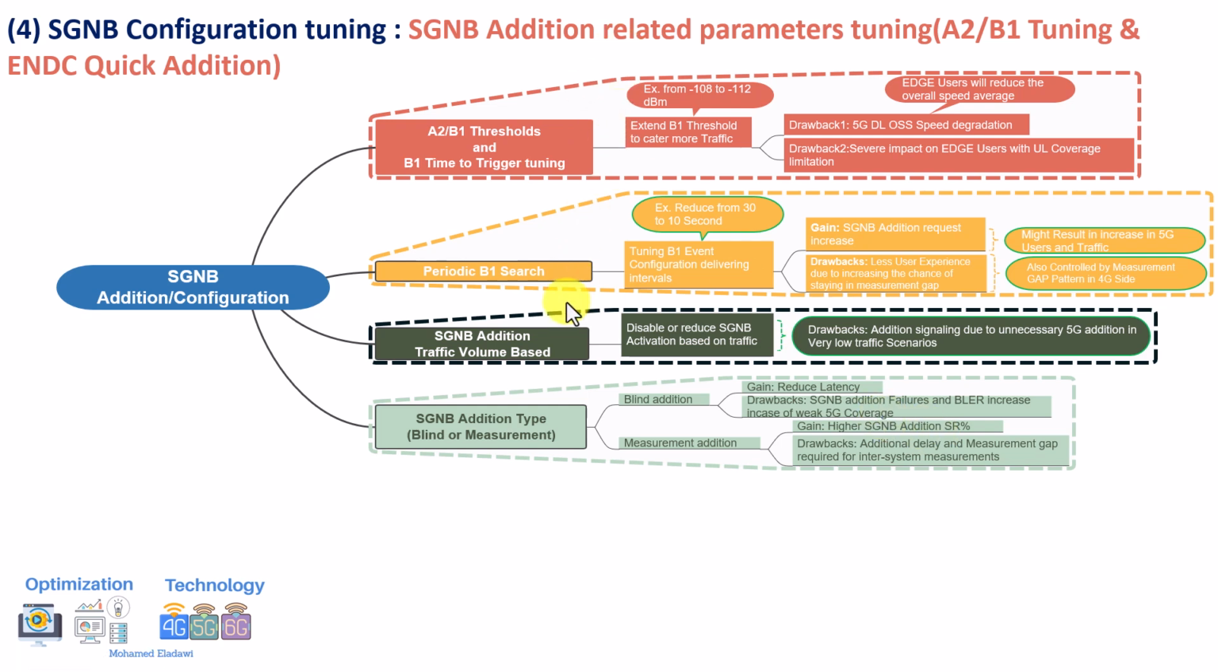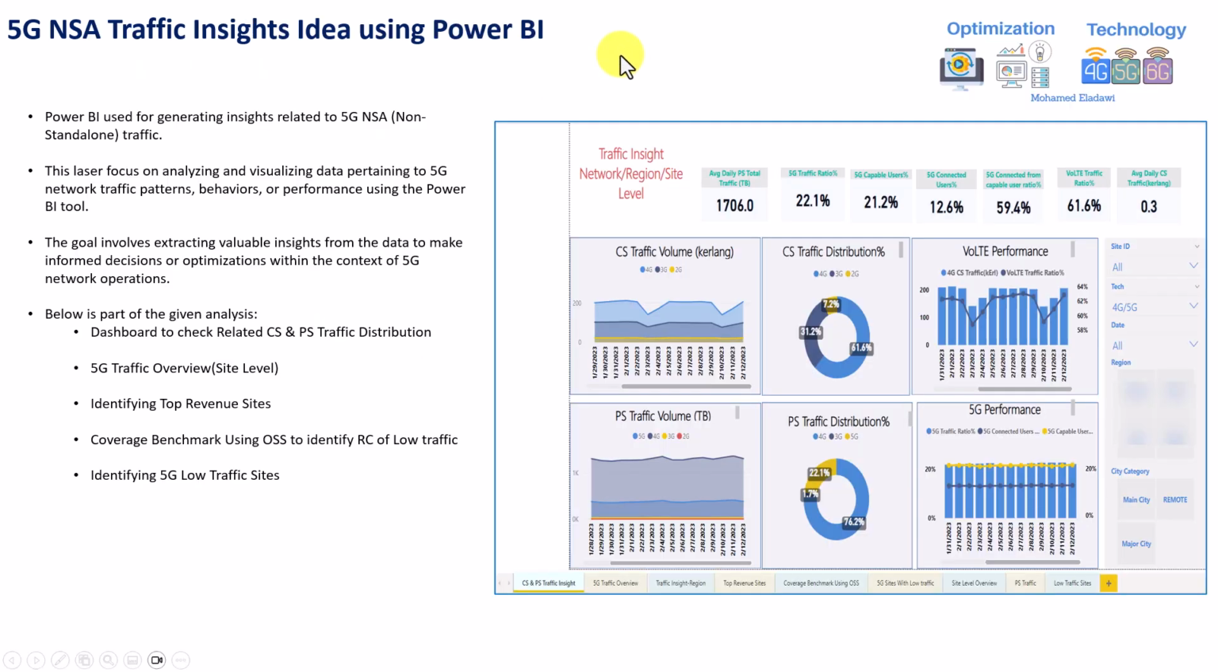Now the next part which I would like to take you into is some ideas using Power BI to try to identify problematic sites where you have problems in 5G, particularly for the traffic scenario, and also what kind of root causes can be identified from the OSS.